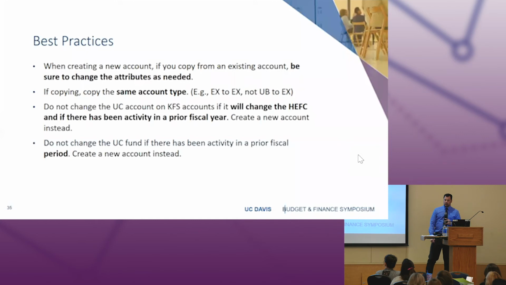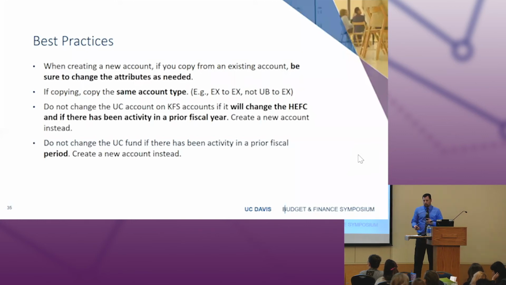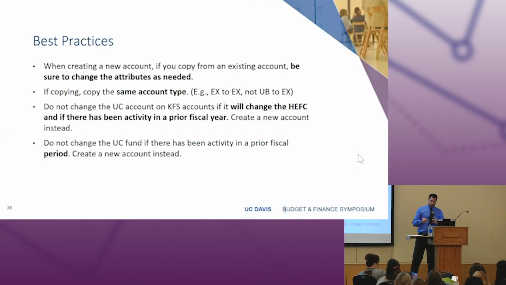Where it gets tricky is if you're trying to change a UC account for something that had activity in a prior fiscal year. And even then, it's case by case. Typically, if we're changing from one public service UC account to another public service, that is more likely to be okay because it's still the same higher ed function code. It's still public service. But if you're trying to go from 4.4, organized research, and all of a sudden you want to say, oh no, it was never really organized research, it's supposed to be public service, that kind of thing we don't usually allow. And so then you'd have to set up a new account instead.